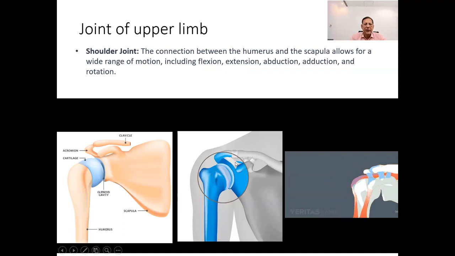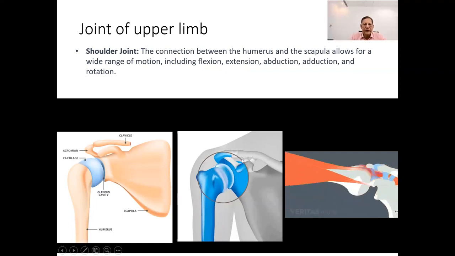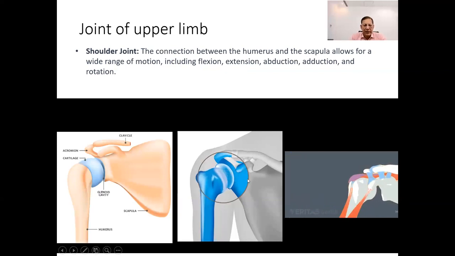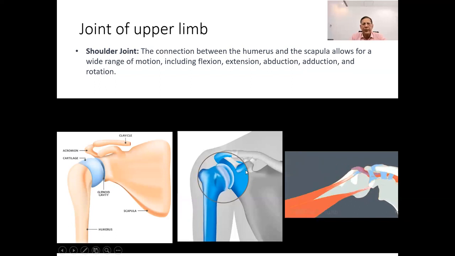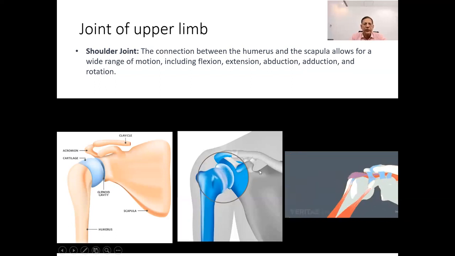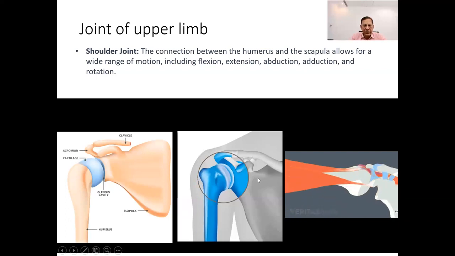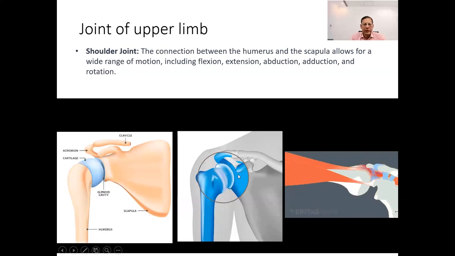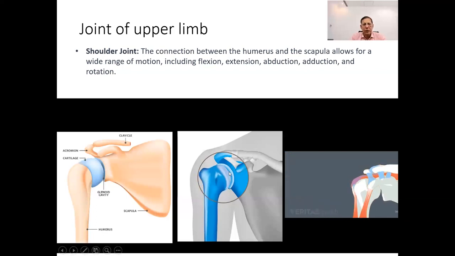The head of the humerus is a ball-shaped portion that articulates with the glenoid cavity. And the second bone of the shoulder joint is the scapula, and the glenoid cavity appears as a shallow socket-like structure on the lateral aspect of the scapula. It provides the articulating surface for the head of the humerus.